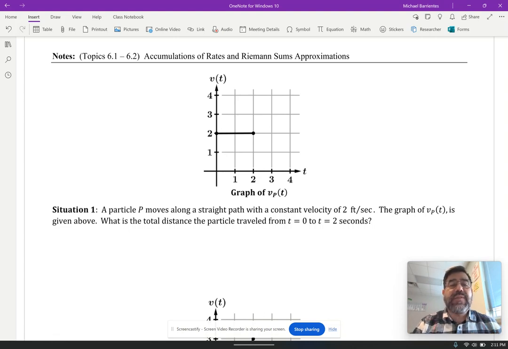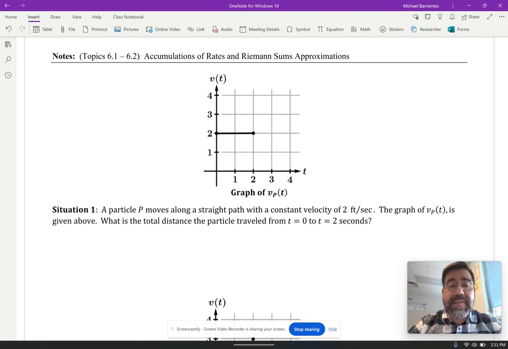6.1 tells us what it is we actually find when we look for the area under the curve with a definite integral. And 6.2 says what happens when we can't find the area under the curve because our function is not a geometrically nice shape, if you will.